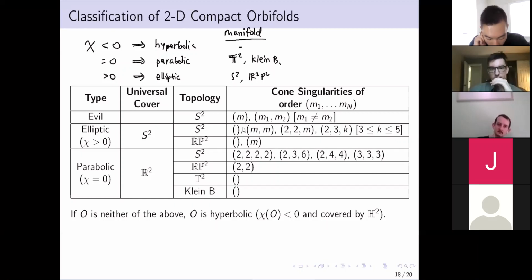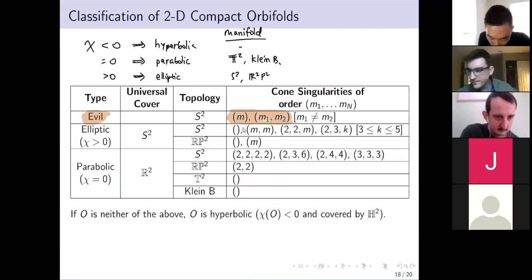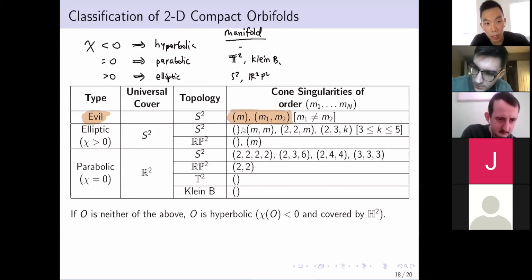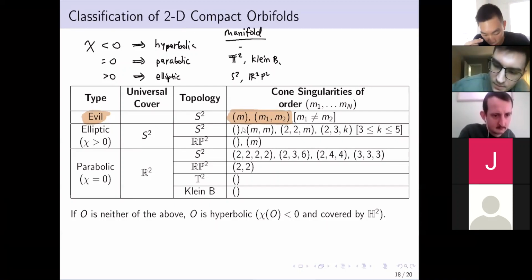One thing I would like to note is perhaps the evil one. The evil one does exist. Evil exists. And there are only 2 types, fortunately. Here, in the notation that I use, these m_i are the orders of the singularities of the cone points. Whenever there are more than 2 cone points, it's going to be good. But if there are only 2 cone points or only 1, then there might be a bit of trouble.